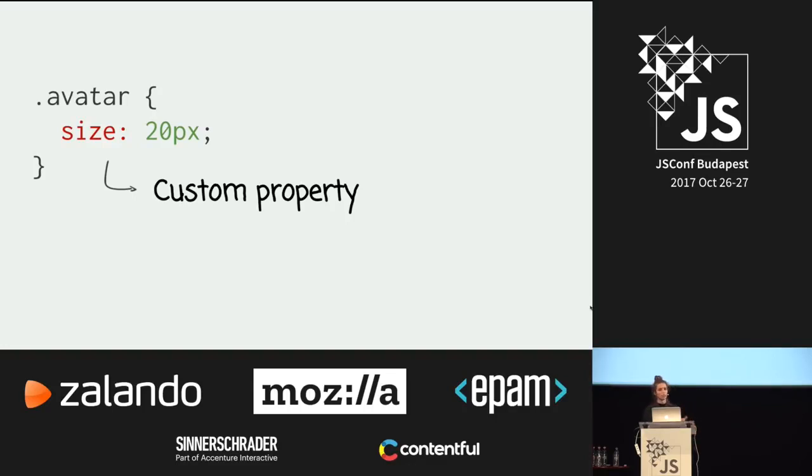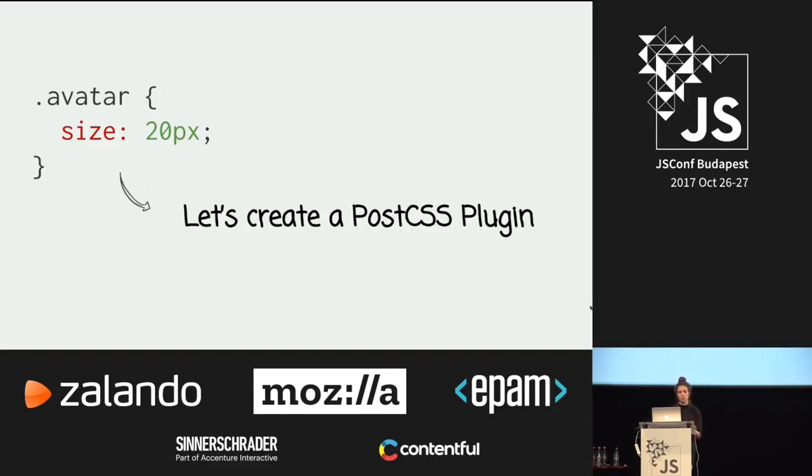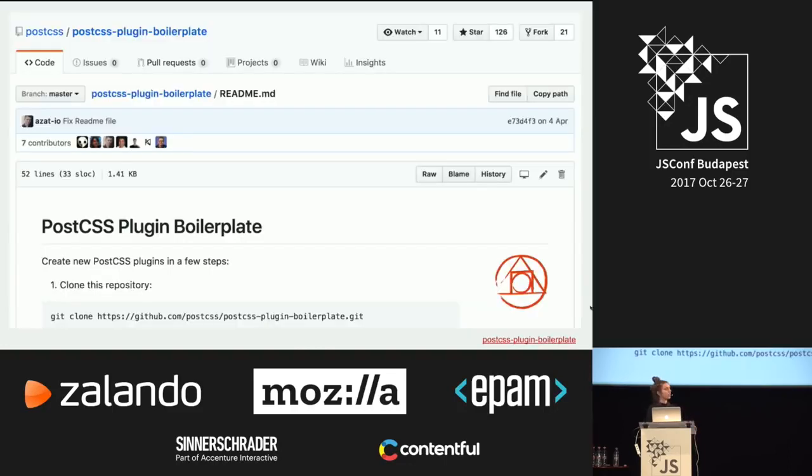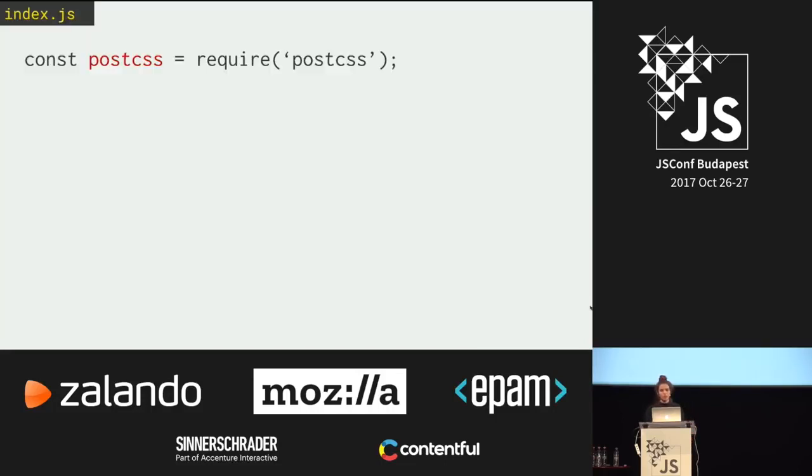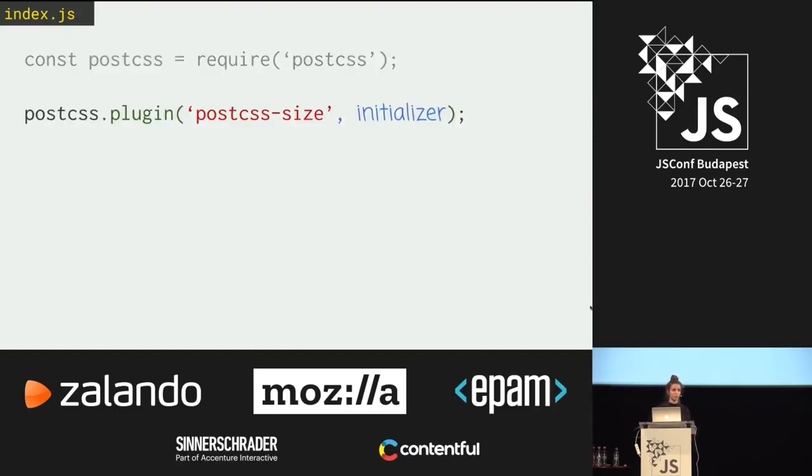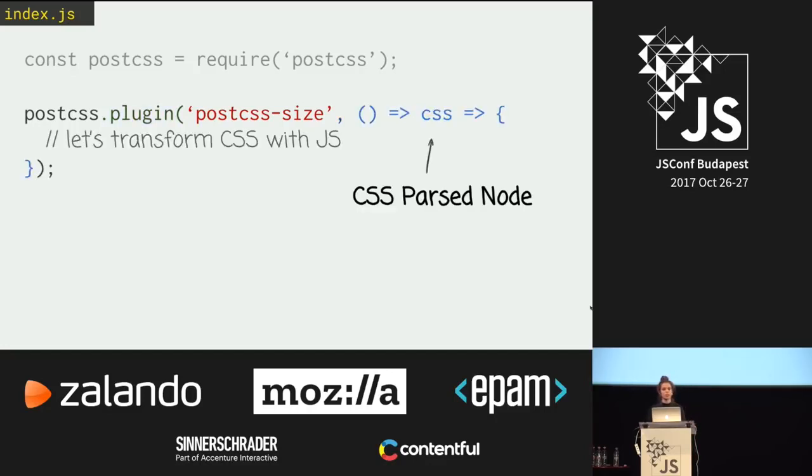And to do this, you need to write a PostCSS plugin. So let's do it. To help you, there is a PostCSS plugin boilerplate on GitHub, and we'll use it in this talk. So, first of all, you need to import PostCSS to have access to the PostCSS API. After that, you'll create a PostCSS plugin. Let's give it a name, postcss-size. Then, you'll have an initializer. The initializer is a callback function that gives you access to the CSS itself in a parsed node, like an AST. With that, you are ready to transform the CSS with JavaScript.